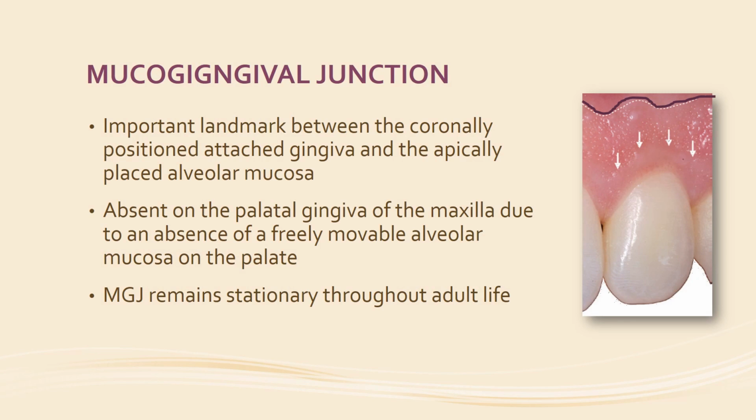Coming to mucogingival junction. It is an important landmark between the coronally positioned attached gingiva and the apically placed alveolar mucosa. It is absent on the palatal gingiva of the maxilla due to an absence of a freely movable alveolar mucosa on the palate. This mucogingival junction remains stationary throughout life.